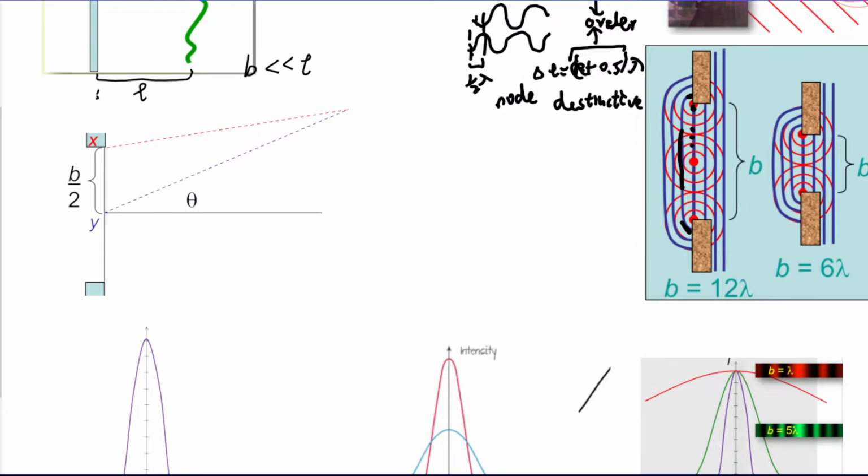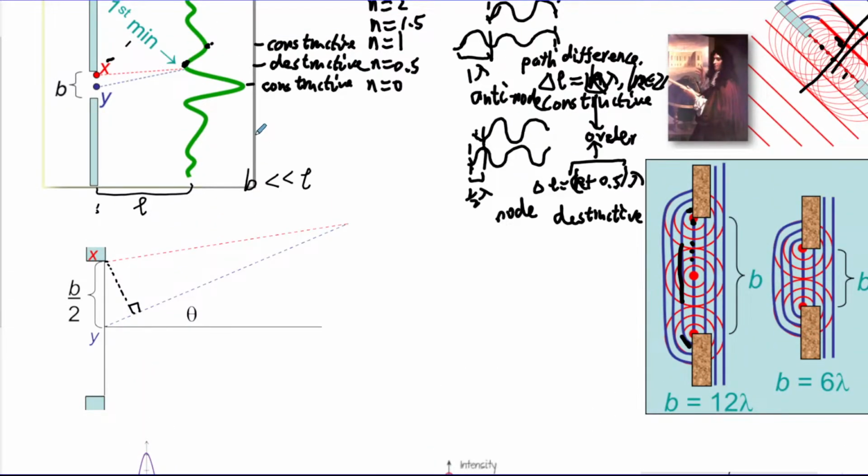If we draw a right angle to calculate the path difference right here, and if we assume that's the case, then the angle it bends right here. So if we draw a central node and measure the angle from the center to the first minimum, that angle right there, which is labeled right here in the picture, is going to be approximately equal to this angle right here.